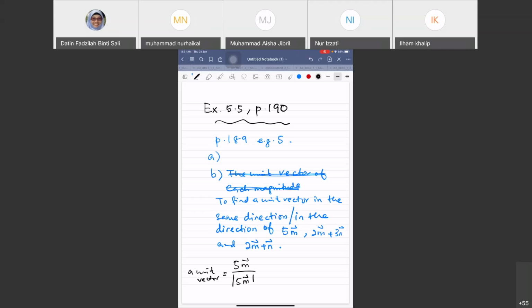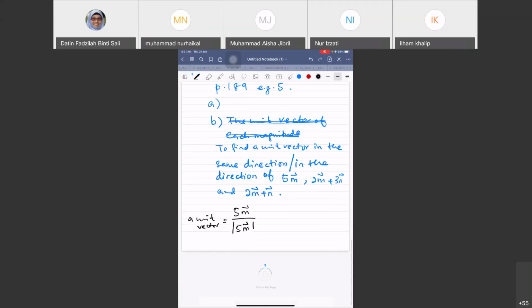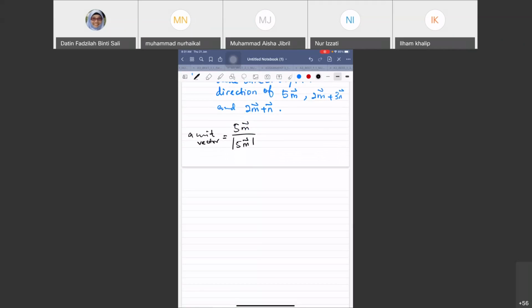So that is for that example. Let's look at the exercise itself. Exercise 5.5: find the unit vector. You add the words in the direction of, or you can say in the same direction. So the question is to find a unit vector.